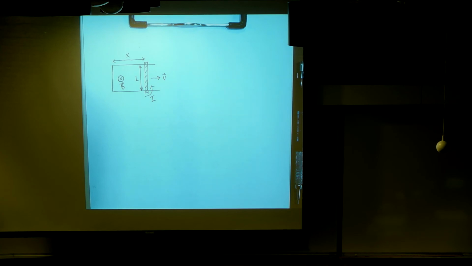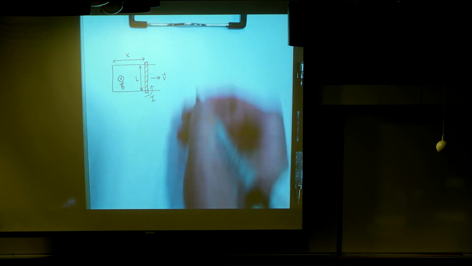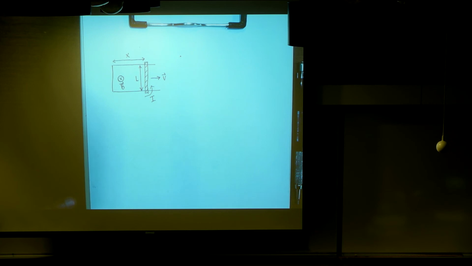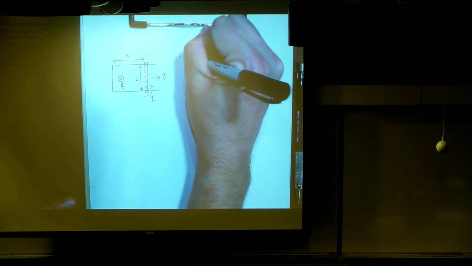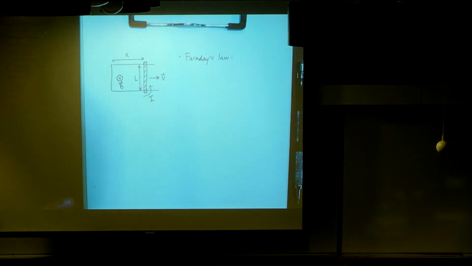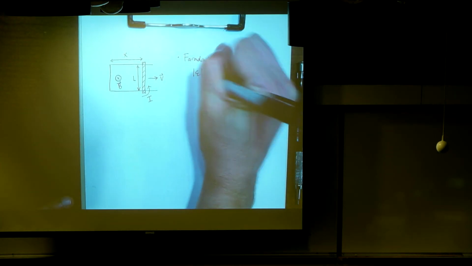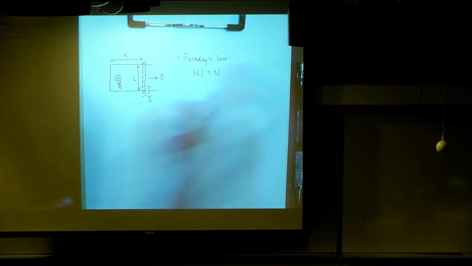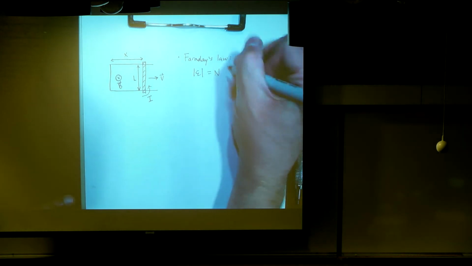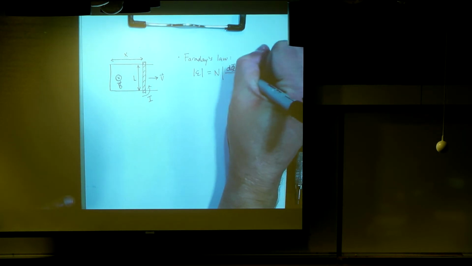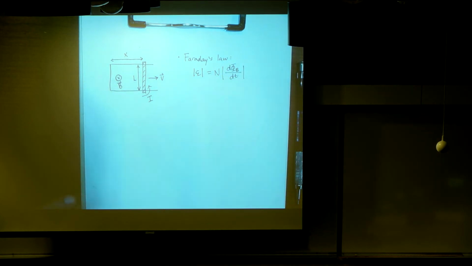All right, so let's now apply Faraday's law to figure out what our induced EMF is and what our induced current is. Okay, so here's Faraday's law. Remember, the basic statement is the induced EMF, epsilon, is equal to the number of turns in our loop times the derivative of our flux through the loop. And again, we're doing absolute values here.